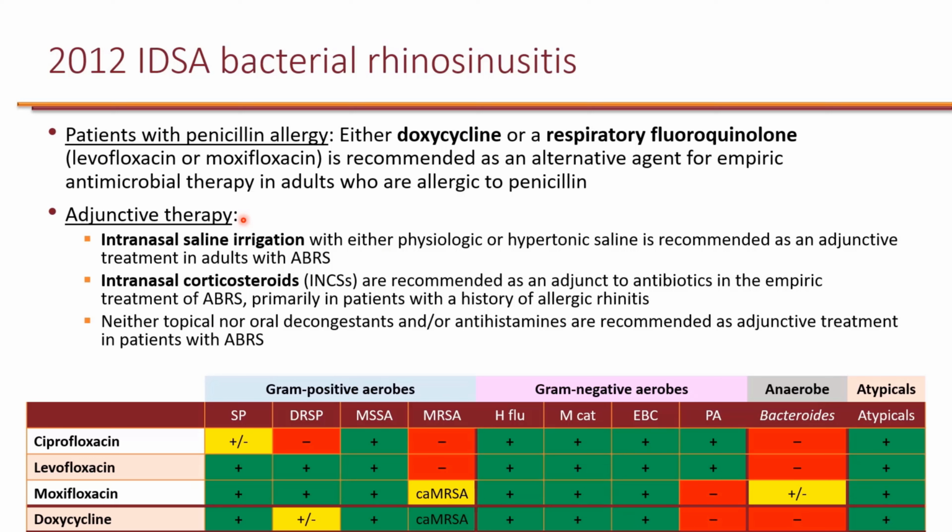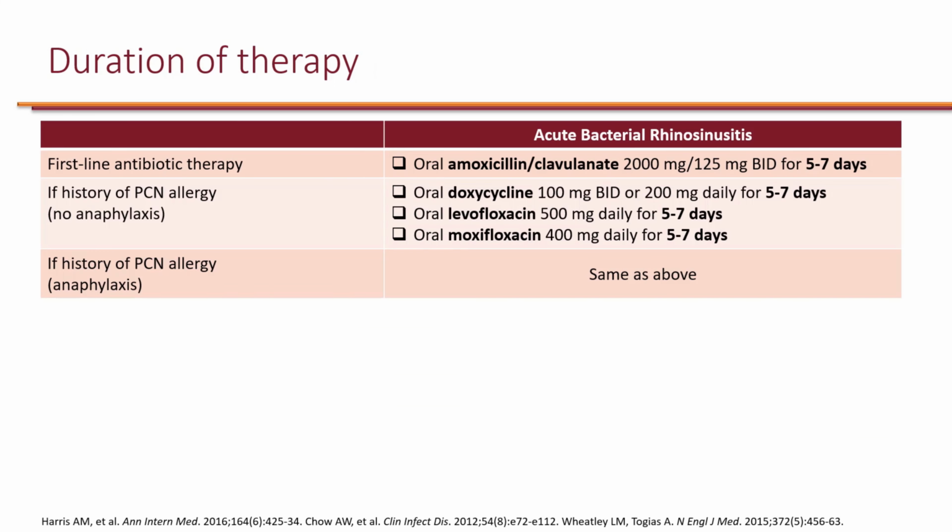Now, there are also some recommendations for adjunctive therapy. Intranasal saline irrigation and intranasal corticosteroids can be helpful in conjunction with antibiotics. The IDSA does not recommend topical or oral decongestants, and they also do not recommend antihistamines specifically for bacterial rhinosinusitis because of lack of efficacy. Lastly, the duration of therapy for acute bacterial rhinosinusitis is 5 to 7 days regardless of which agent is used.